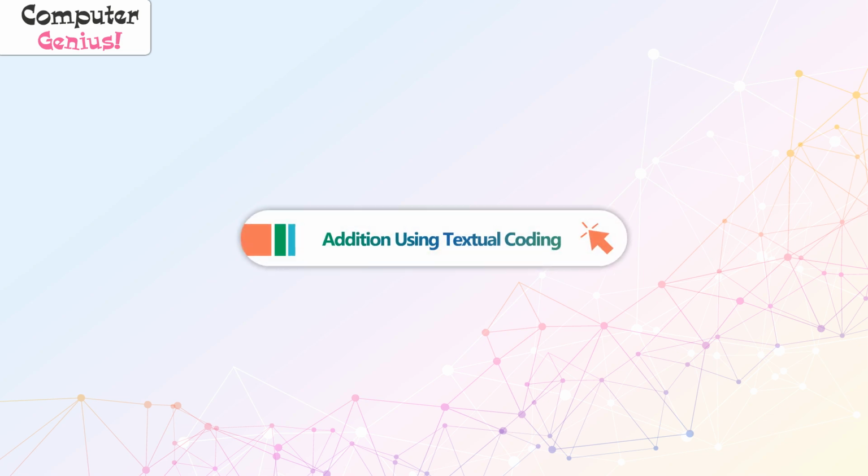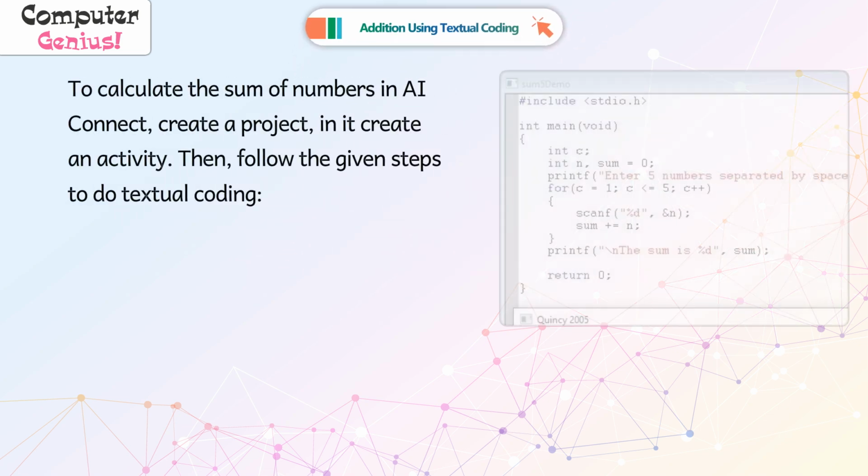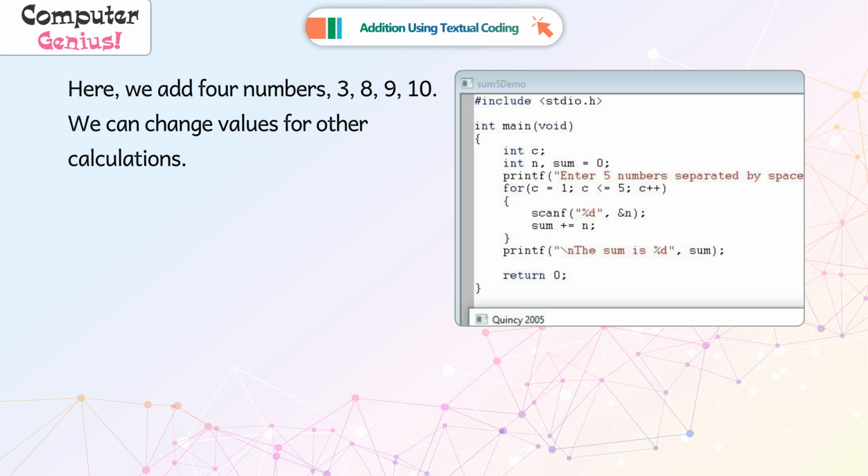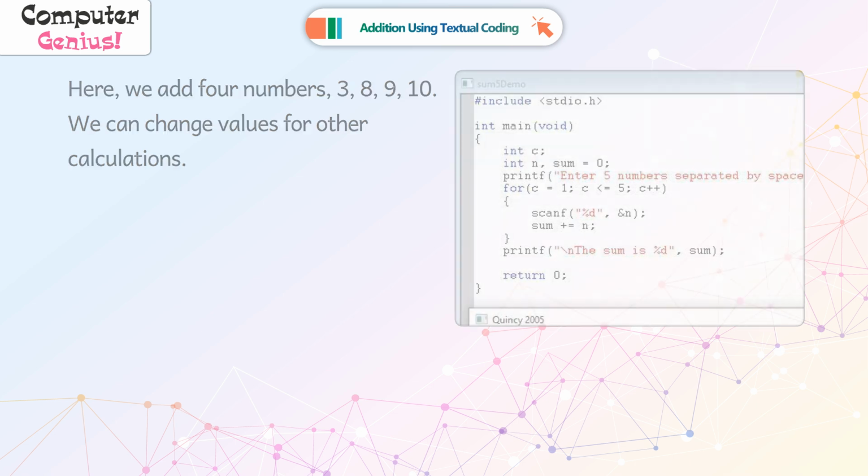Addition using textual coding. To calculate the sum of numbers in AI Connect, create a project. In it, create an activity. Then, follow the given steps to do textual coding. Here, we add 4 numbers: 3, 8, 9, 10. We can change values for other calculations.